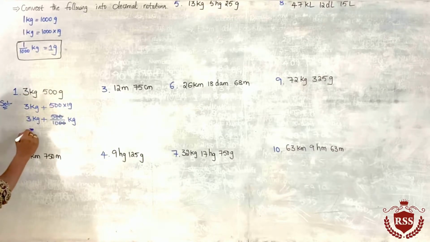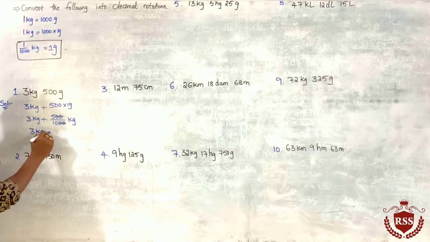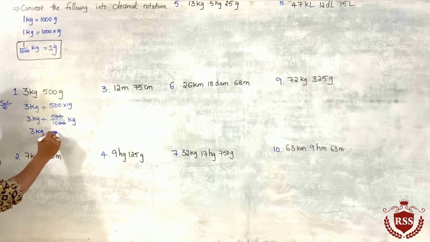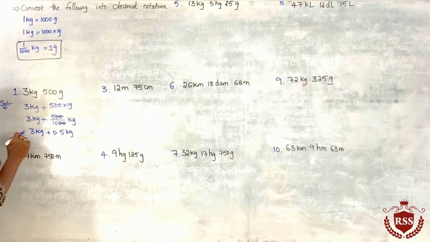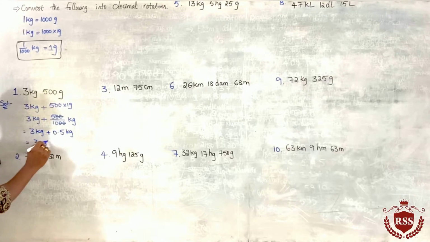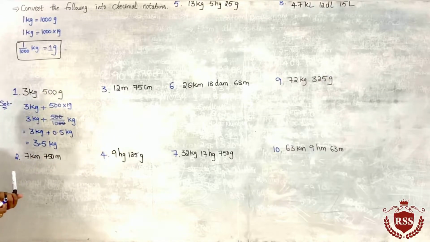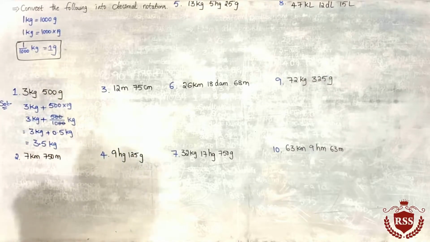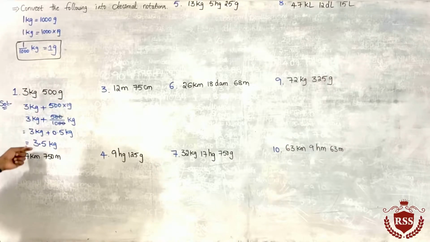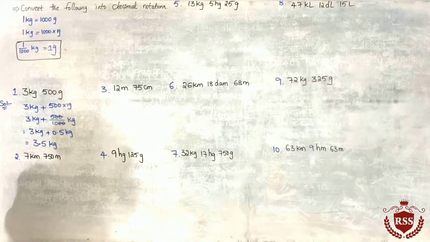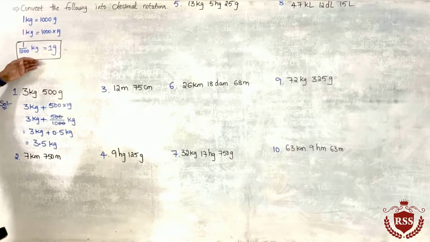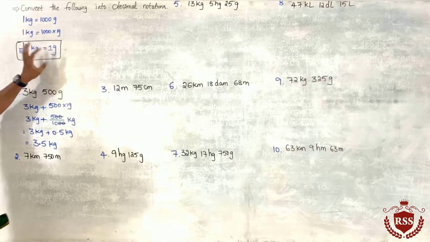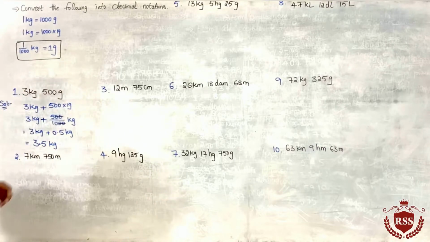So 3 kg plus 0.5 kilograms, which means 3.5 kilograms. Look here, we have converted into decimal notation. Decimal notation means a decimal point. Here 3 kg 500 grams equals 3.5 kilograms. Like that we need to convert, by reversing the units.